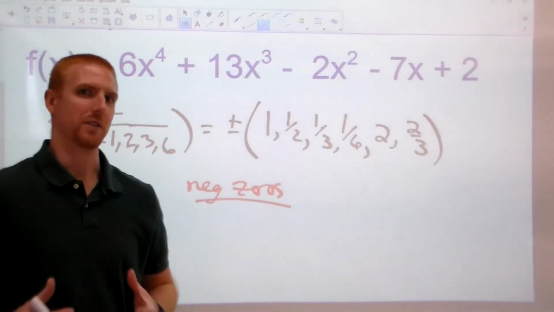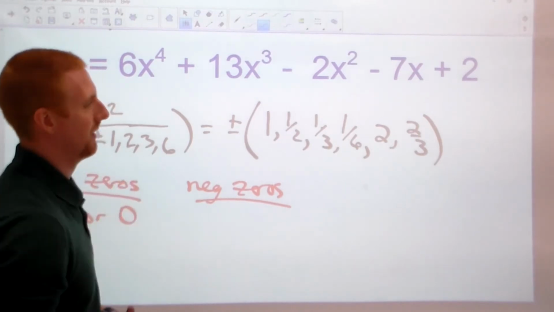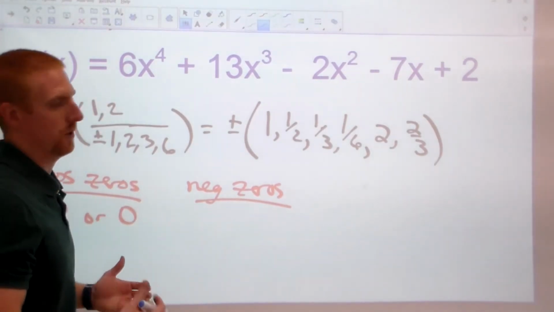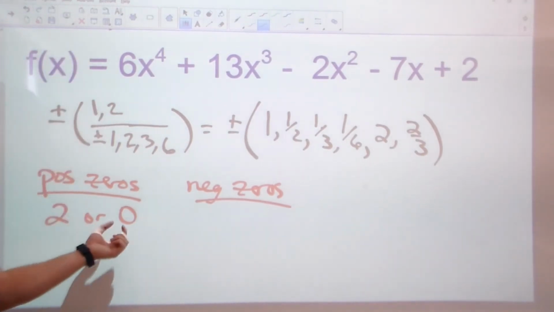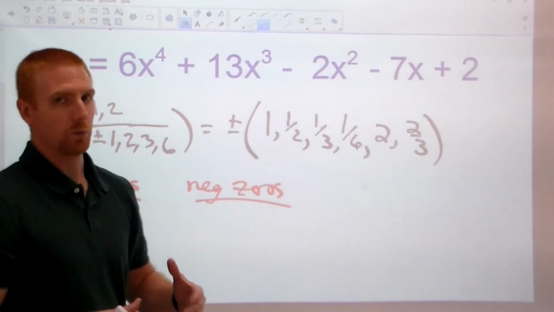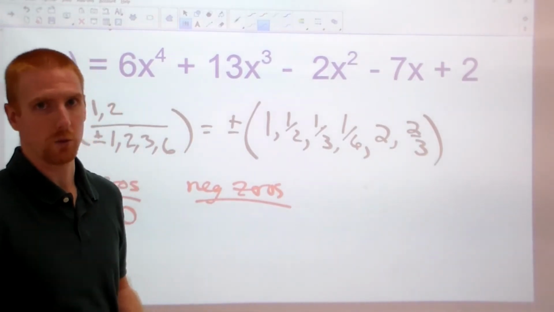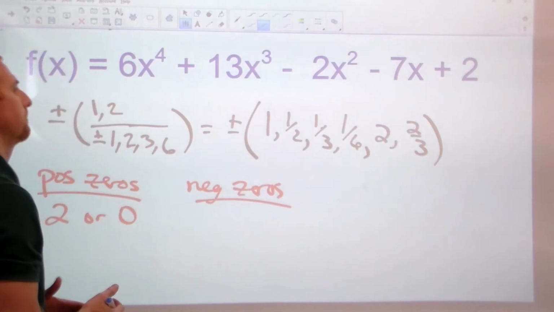If you get an odd number of sign changes, it's kind of nice because then you at least know you got at least one zero that fits that description. When you get an even number, it's possible there's no real positive zero. It's possible they're all complex or irrational, and they're not going to show up this way.